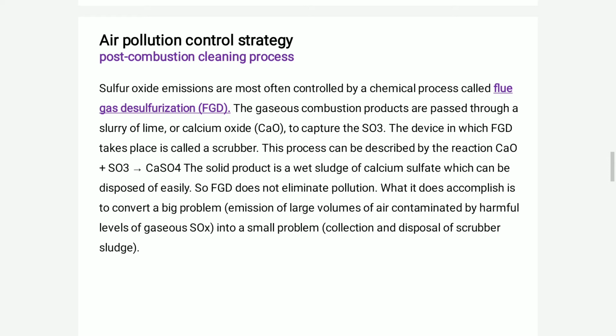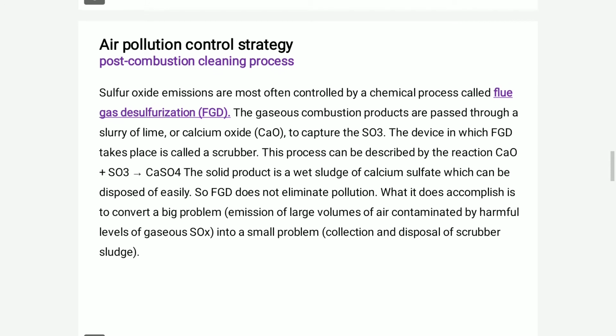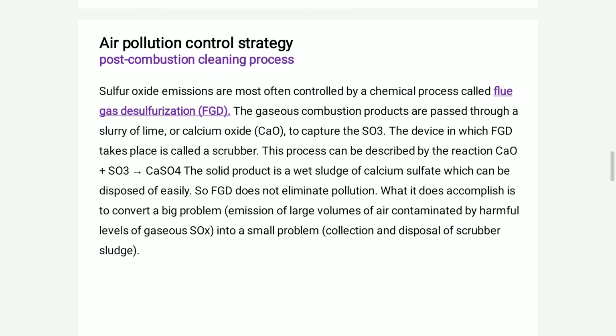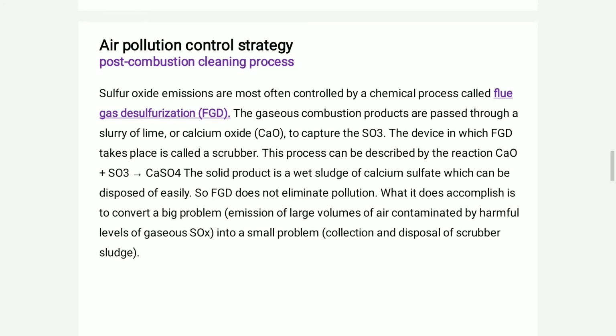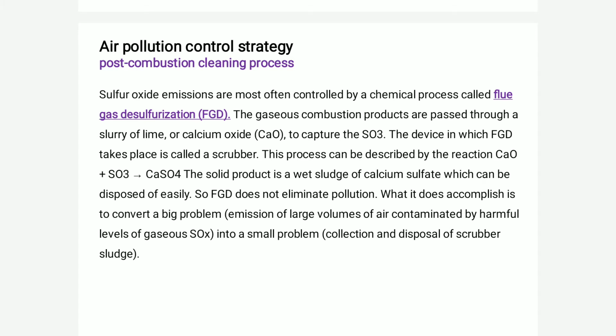Flue gas desulfurization does not eliminate pollution. What it does accomplish is to convert a big problem, that is, emission of large volumes of air contaminated by harmful levels of gaseous SOx, into a small problem, that is, collection and disposal of scrubber sludge.